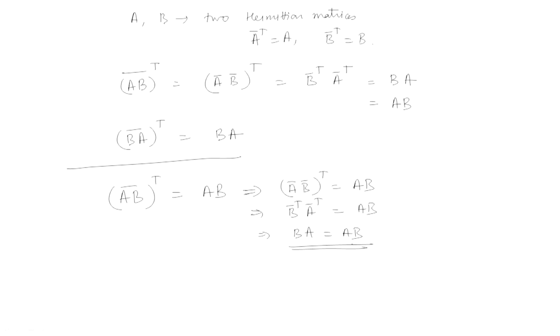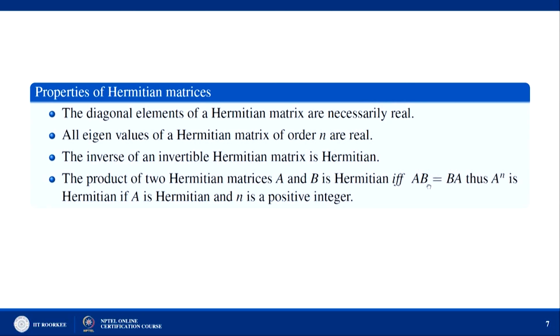So, we have shown that this is equal to this. Hence, if we substitute B equal to A, then A square is Hermitian, that means A square is also Hermitian if A is Hermitian. Okay. And similarly A cube, similarly A raised to power 4. So, this proof we can simply get. That means if A is Hermitian, then any positive power of A is also Hermitian.